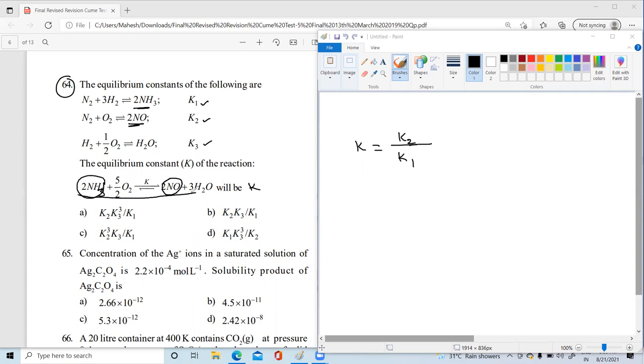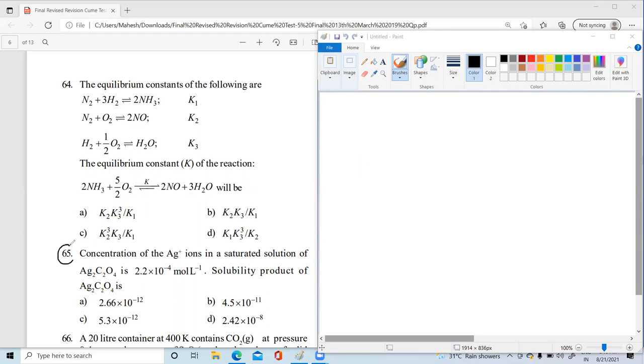And here 3 moles of H2 are formed, and in the equation it is 1 mole. So we have to take K3 to a power. Why? Because here 3 moles are there, so the power is raised to 3. So the answer should be K equal to K2 into K3 cube divided by K1. So the option should be A, students. For 64, option A is the correct one.